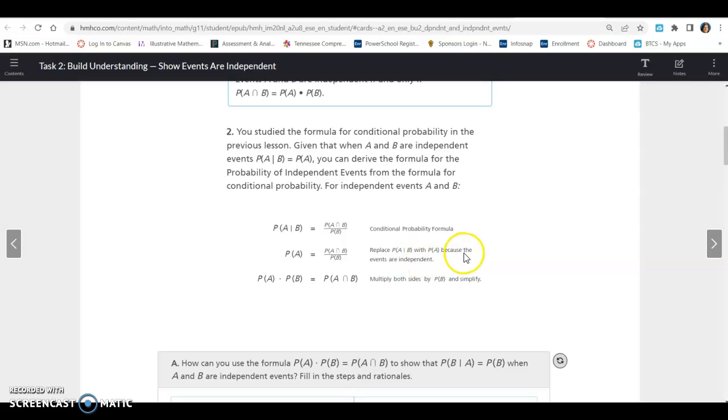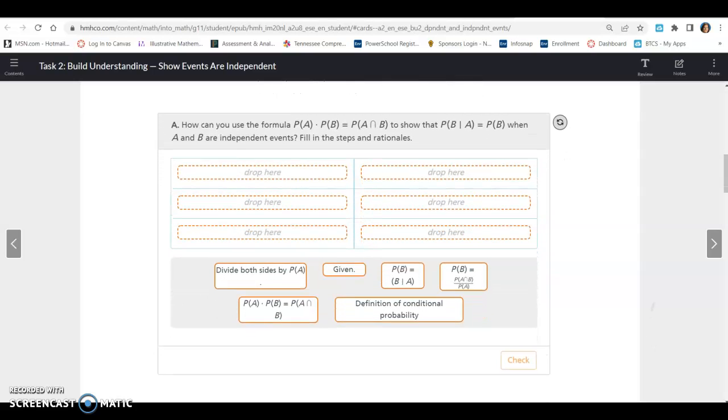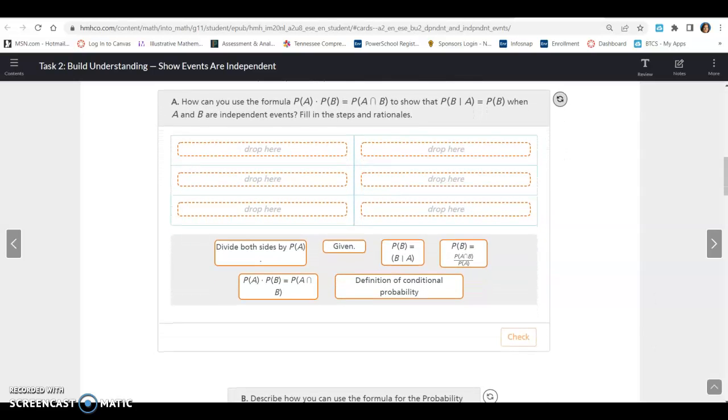So we're going to replace the conditional probability of A given B with the probability of A because the events are independent. If we do that, now if we multiply both sides by the denominator here, which is the probability of B, that produces this right here. So that's how we get the probability of A times the probability of B equals the probability of A intersect B.